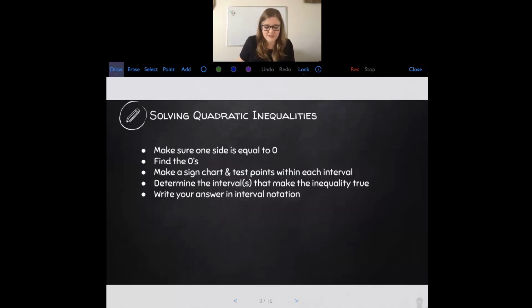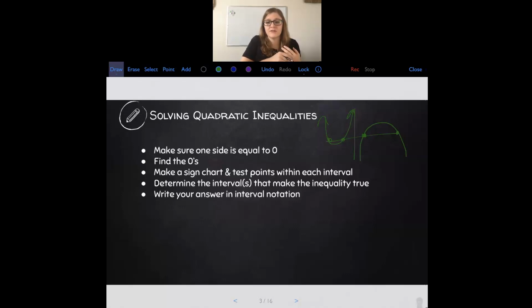There are some steps you can follow when solving quadratic inequalities. We want to make sure one side is equal to 0, because that's how we're able to find the zeros, or the solutions. If you remember from our introduction, these graphs change from negative to positive or positive to negative at the zeros, where the equation is equal to 0. What we'll do is make a sign chart and then test points in our intervals. Again, these zeros are breaking up the graph into negative, positive, negative, positive, and so on. We'll determine the intervals that make the inequality true.